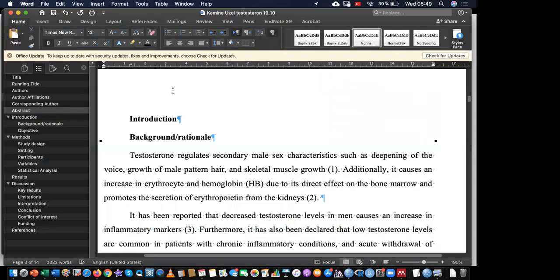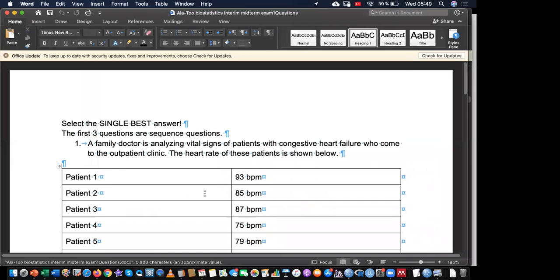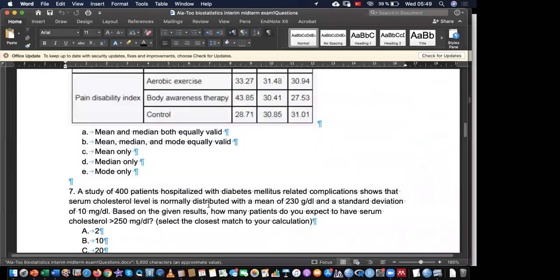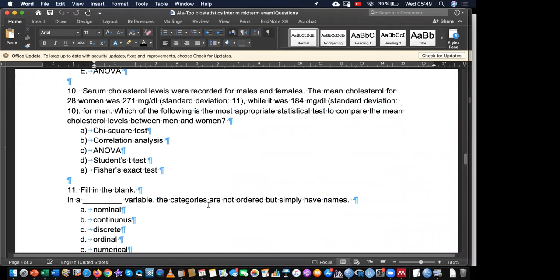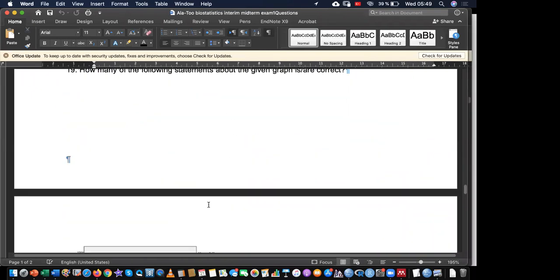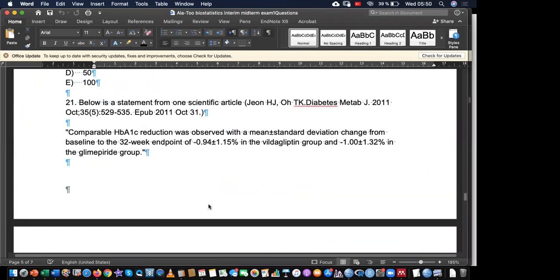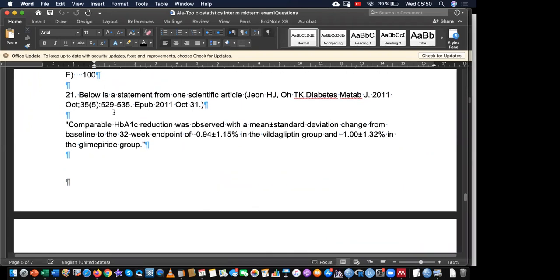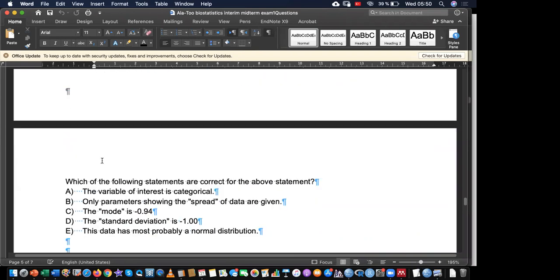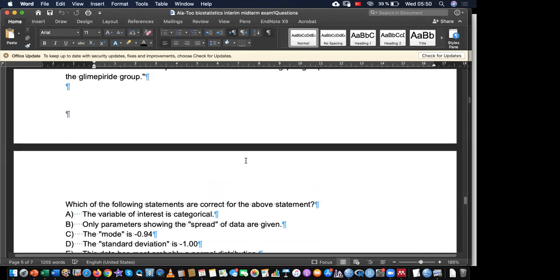Exam and read some other questions, try to solve some other questions, especially this kind of questions where I give you a paragraph from a text, like here, a statement from one scientific article. And what I ask about it, which of the following statements are correct for the above statement?